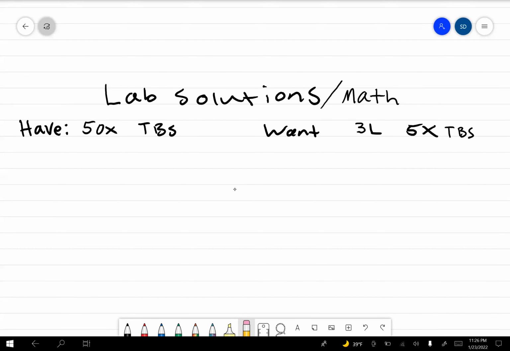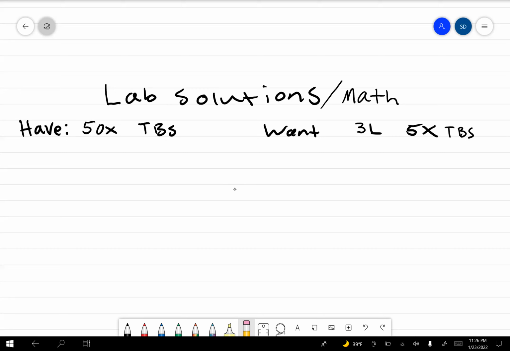So I'm going to start off with an easier question based off of the equation. So we have a 50 times solution of TDS, and we want 3 liters of a 5 times solution of TDS. So this 50 times would be our stock solution. Before we begin, it's helpful to write down the equation that will be used.